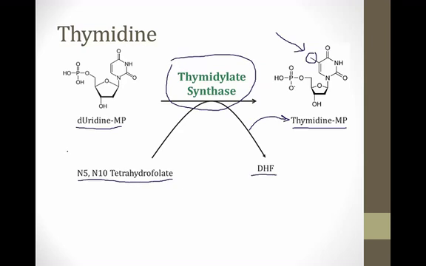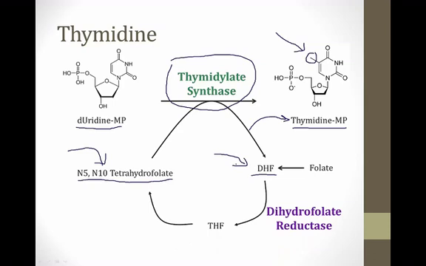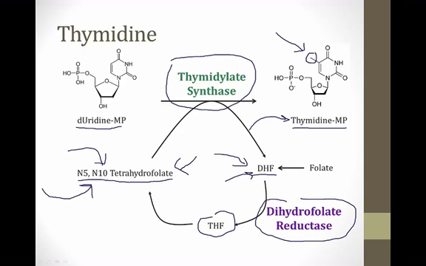And so you need to keep regenerating N5-N10 tetrahydrofolate from dihydrofolate if you want to continue to synthesize thymidine inside of cells. Dihydrofolate can be converted back into N5-N10 tetrahydrofolate via the enzyme dihydrofolate reductase. It converts dihydrofolate into tetrahydrofolate, and then tetrahydrofolate is converted back into N5-N10 tetrahydrofolate. So this cycle keeps regenerating a constant pool of N5-N10 tetrahydrofolate that is available to synthesize more molecules of thymidine, and you need the vitamin folate in your cells in order to make this whole pathway occur.